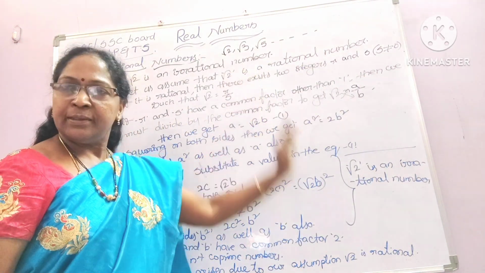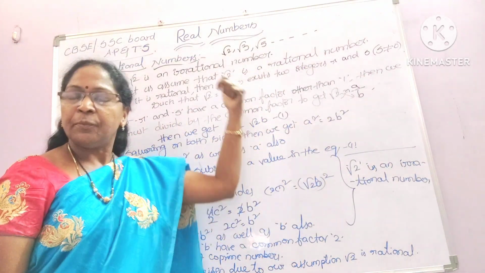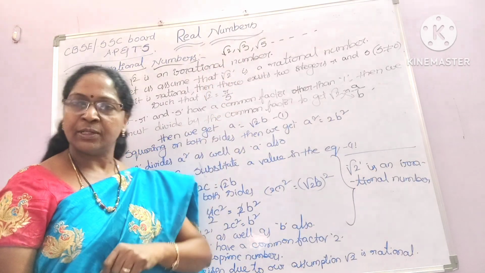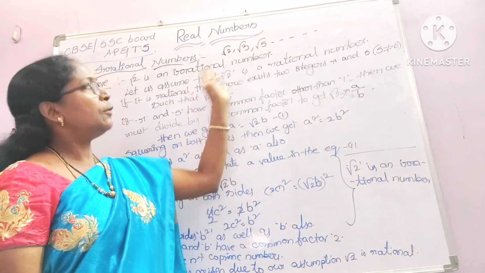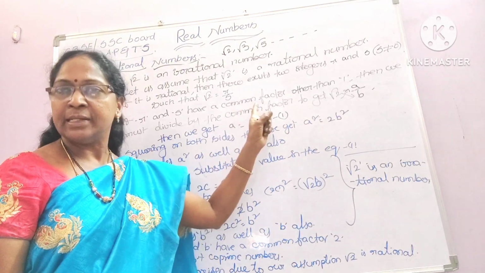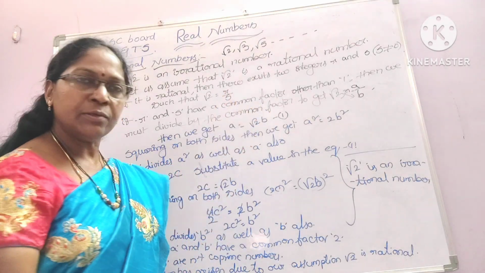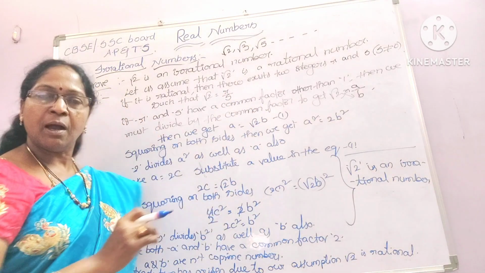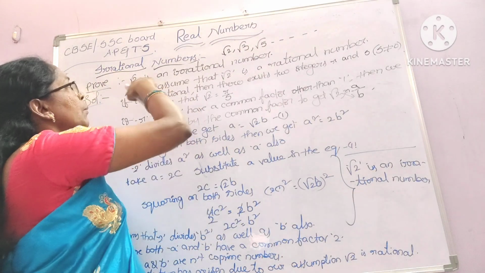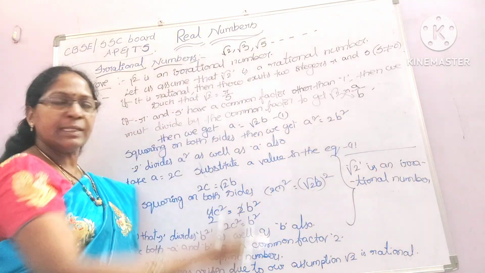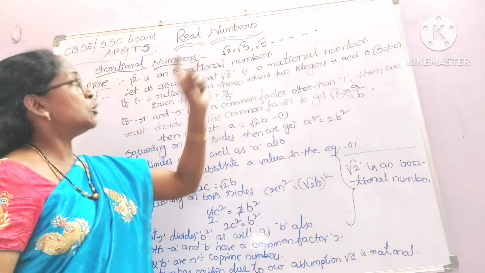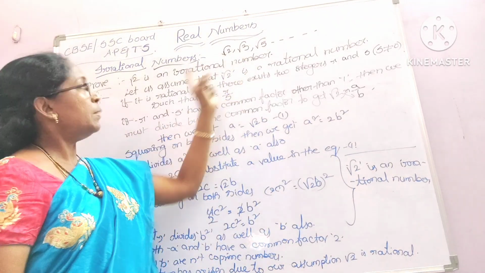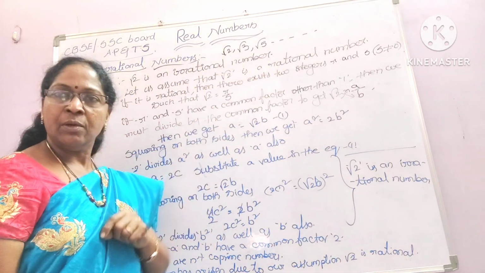So let us see here once. You have to prove that root 2 is an irrational number. Any of the root terms they will give you, you have to prove that it is an irrational number. So how can you show that? First you have to assume that the given number, here root 2, is a rational number. To prove it is an irrational number, you have to assume it is a rational number.